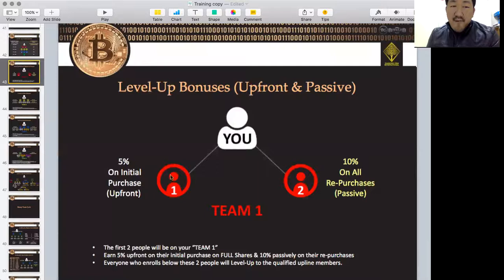Okay, you make 5% on the initial purchase. So if 1 and 2 bought a founder, you make 5% from 1, you make 5% from 2. Okay, and you make 10% on all their repurchases.